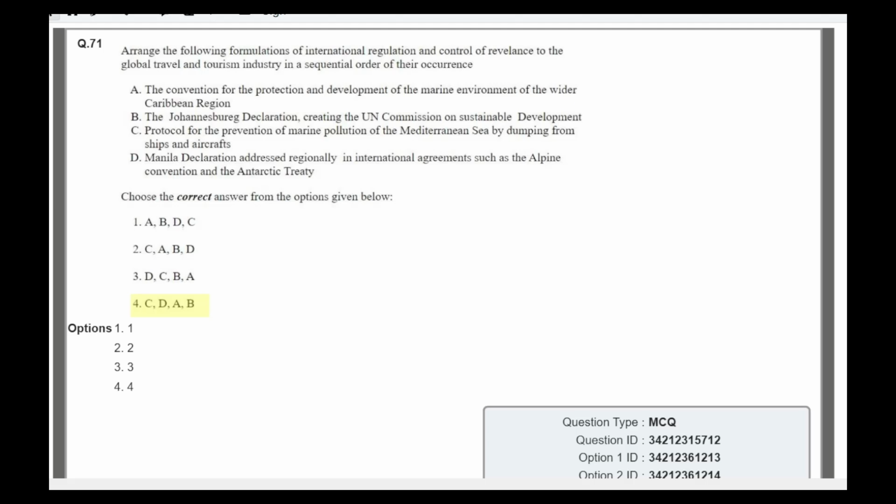So these are the types of trending questions, be ready for these kinds of questions. The right answer for this question is: the first thing that happened was the Manila Declaration, then the Antarctic Protocol, then the Prevention of Marine Pollution from the Mediterranean Sea, and after that the Convention for Caribbean regions and the Johannesburg Declaration. It's the last one. Please go through these important declarations mentioned here. You can Google them, make some notes of these conferences because questions might be asked from these conferences in future. So please go through these things properly.